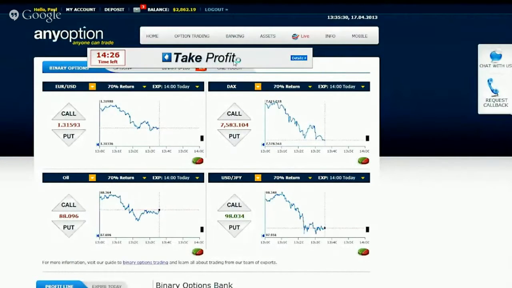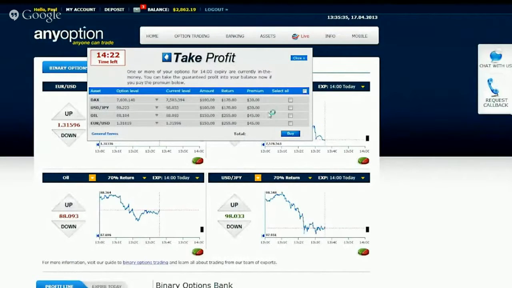I just received a message asking if I want to take the profit. That means if I want to get out of one of my positions, this secures me a certain revenue. On the DAX, for example, I invested $100. I can receive 170 back with a premium of $30. I can take the profit right now, and I have an actual profit of $40. What I'm really going to do is use this option on the oil, pay a premium of $45, and due to the chart, there might be a trend reversal.